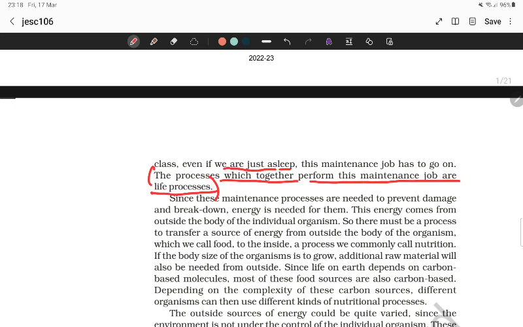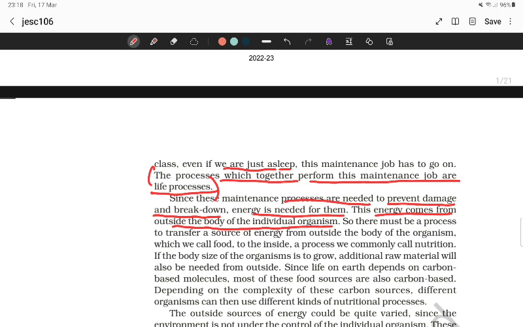Why are these maintenance processes needed? These maintenance processes are needed to prevent damage and breakdown, and to do so energy is always required. Where is this energy coming from? Energy comes from outside the body of the individual organism. For example, plants require energy from an external source, and that external source is the sun.